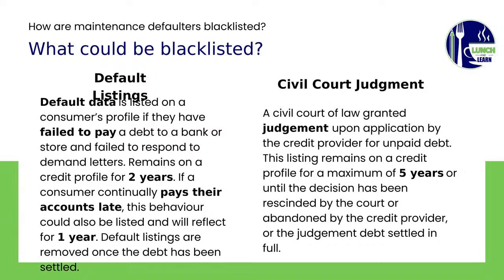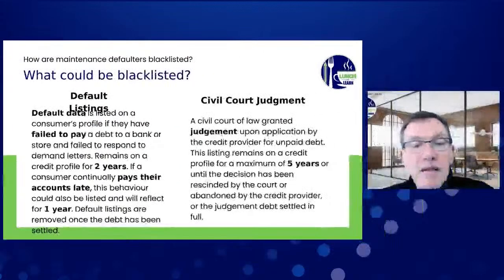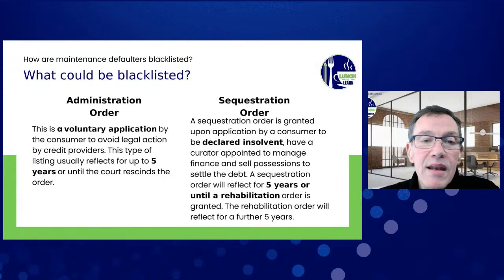And that is when a valid court, it could be the High Court, the Regional Court, the normal magistrate court, or even the small claims court, has granted a judgment, usually for unpaid debt. Those types of listings remain on your credit profile for a period of 5 years, or until such time that the matter has been rescinded, or the credit provider has abandoned your judgment. They give you permission that you've settled in full and that the debt has been settled and obviously then abandoned.